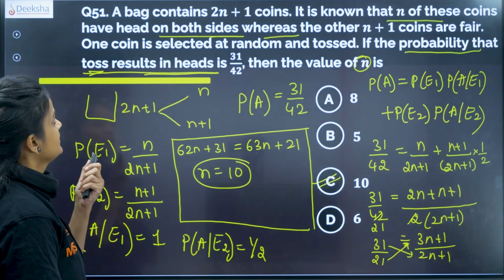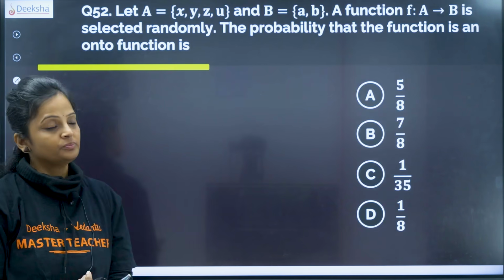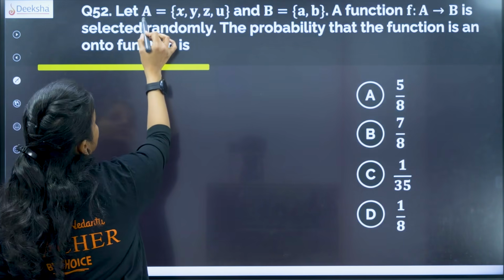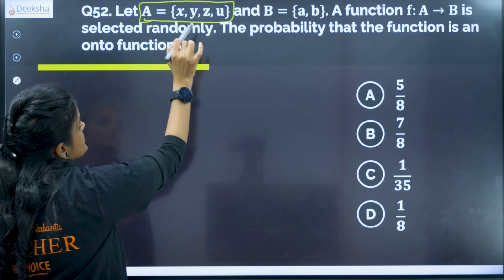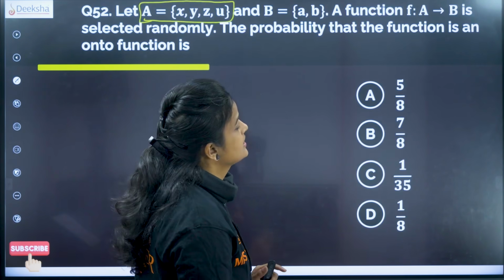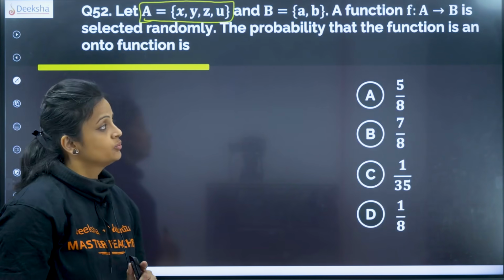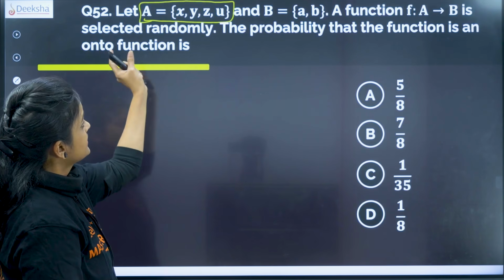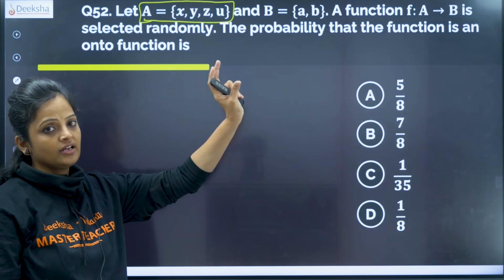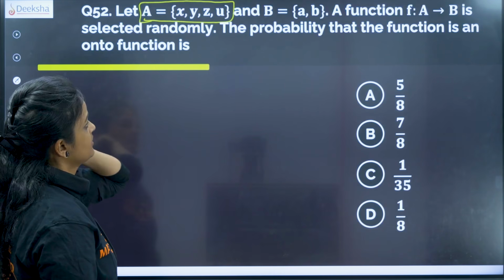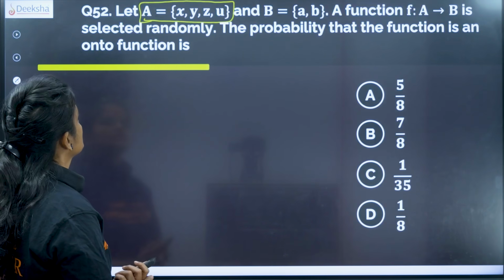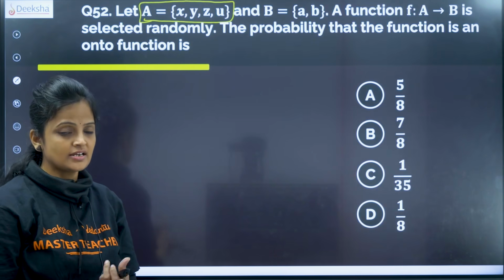Let's see the next question. 52. Let the set A be given like this, set B is given, and the function is from A to B and selected randomly. The function we are taking from A to B is selected randomly. The probability that the function is an onto function is asked.